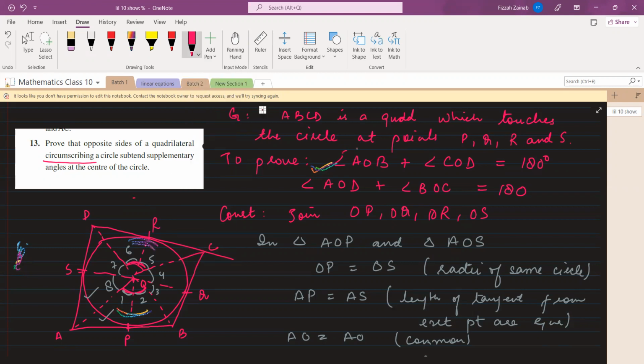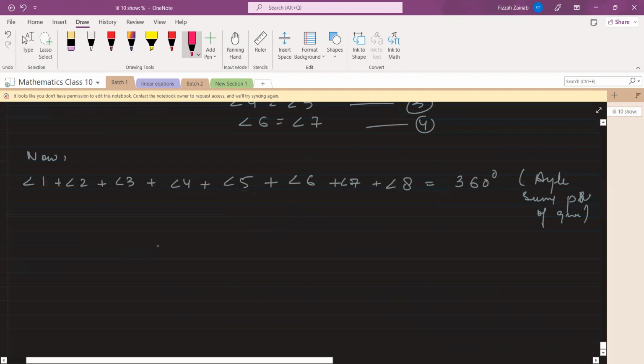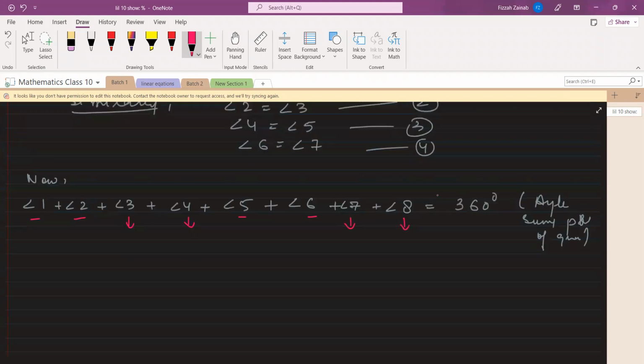See, I want AOB. So AOB means angle 1 and angle 2, right? And then COD. COD means angle 5 and angle 6. So what I'll do here is, 1, 2, 5 and 6, that I will keep. So that means 1, 2, 5, 6, this I will not disturb. And the other angles I am going to replace. So I'll replace them by results 1, 2, 3, 4.